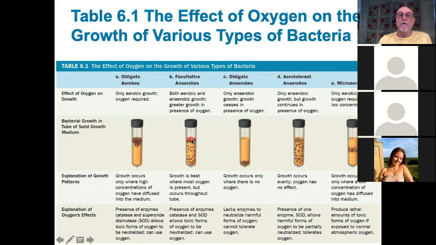A facultative anaerobe usually grows much better in the presence of oxygen, but will continue to grow in the absence of oxygen. They can utilize aerobic respiration up here and glycolysis down here. They also have enzymes which will neutralize those dangerous species of oxygen that they might encounter, especially up here.